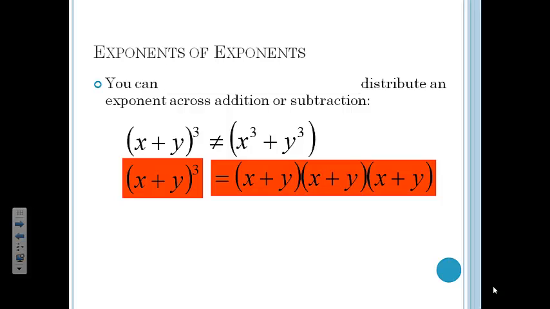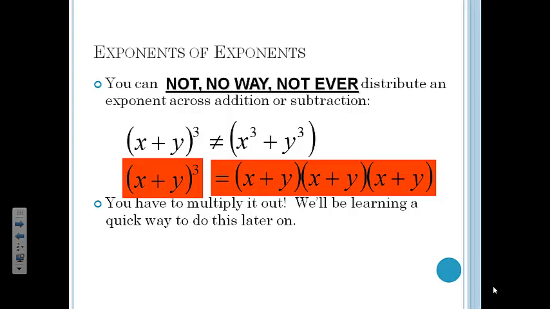However, (x plus y) cubed is (x plus y) times (x plus y) times (x plus y). You have to multiply it out, right? So you have to do that.